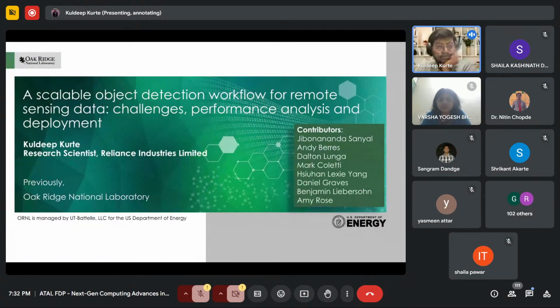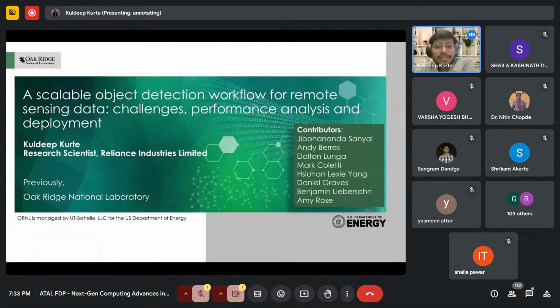performance analysis, and deployment. I basically come from a geospatial, geo AI background, and that's why the specific application is related to an object detection workflow using remote sensing data. But the methods, the performance analysis and optimization approach, and the things that I'm going to talk about will be more general. We can apply them to any other application in any other domain also.